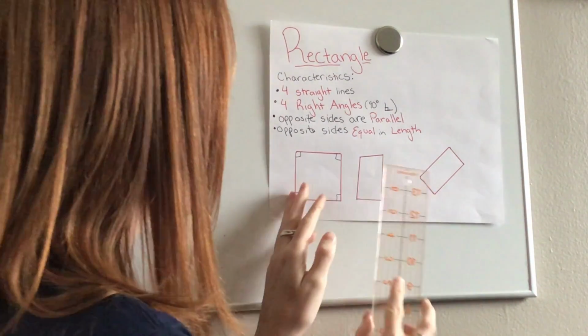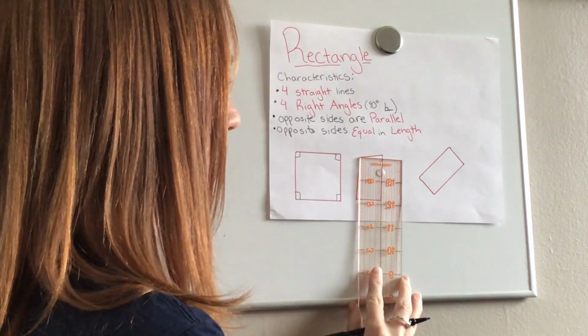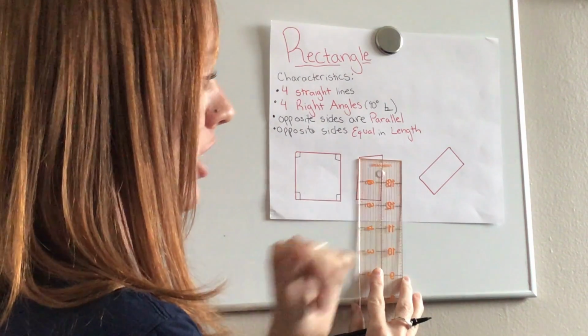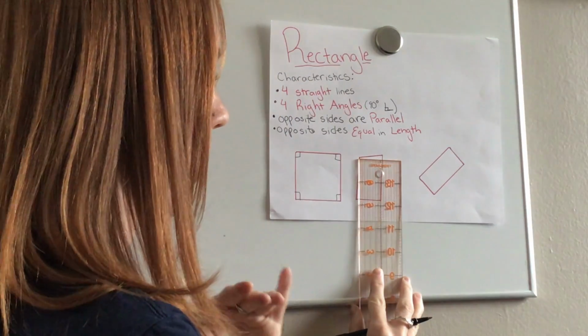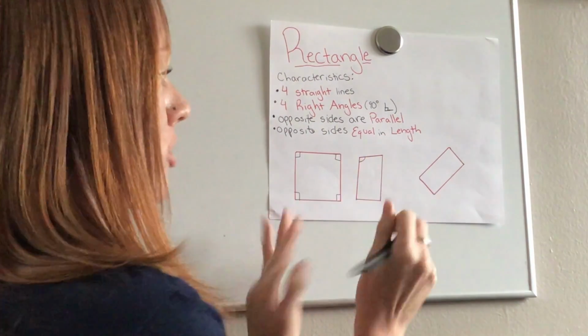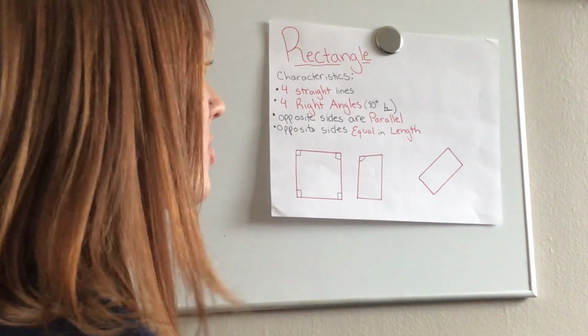Now let's take a look at this one. If I put this in, it doesn't look like it's a right angle because this top line doesn't go right along the edge of my ruler. It goes upward. So that is not a right angle. So already this is not going to be a rectangle because it doesn't have 4 right angles.